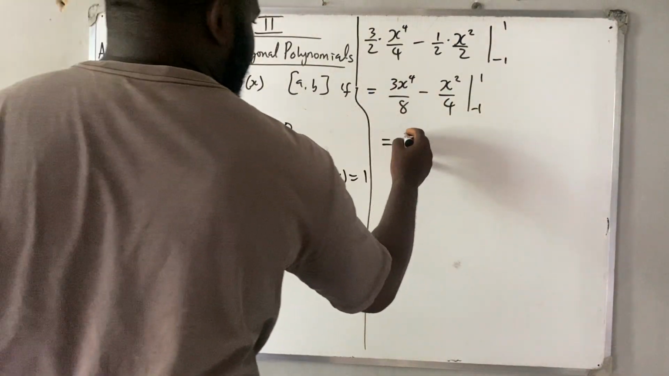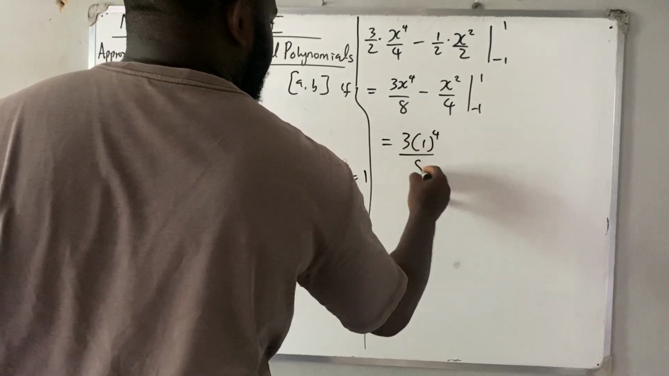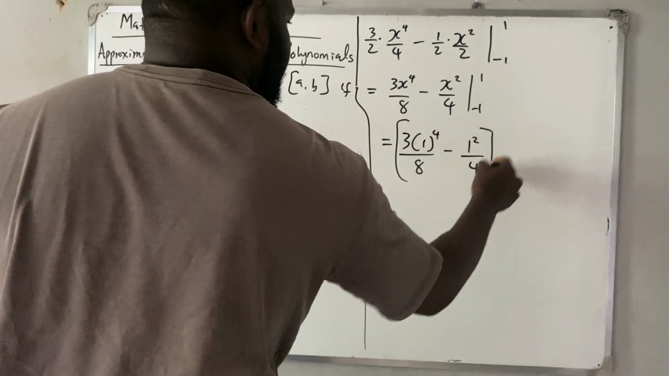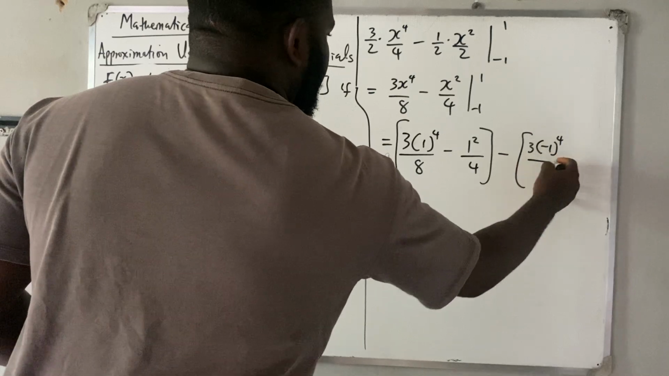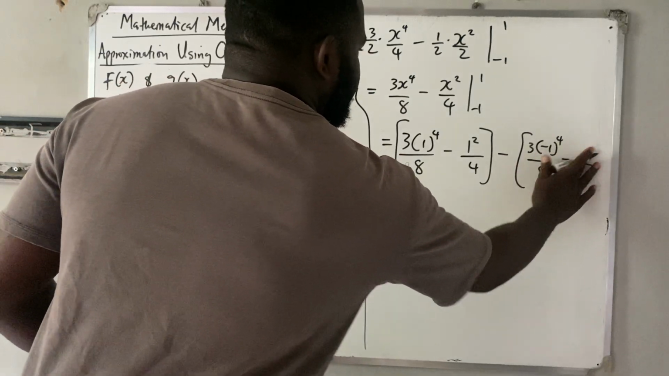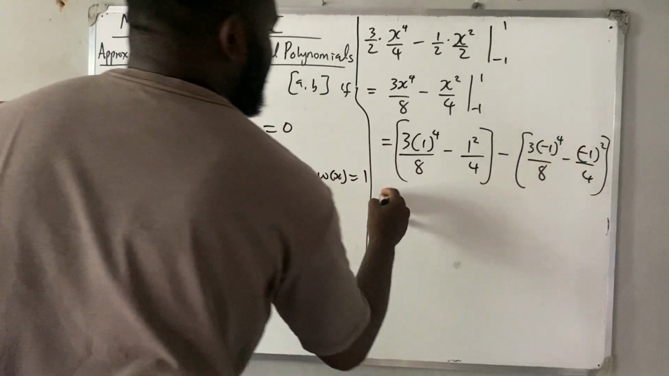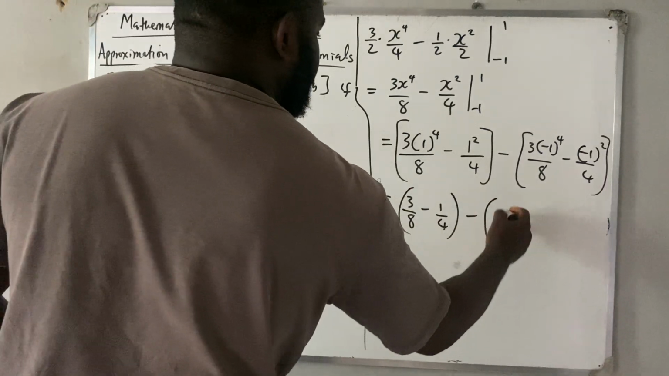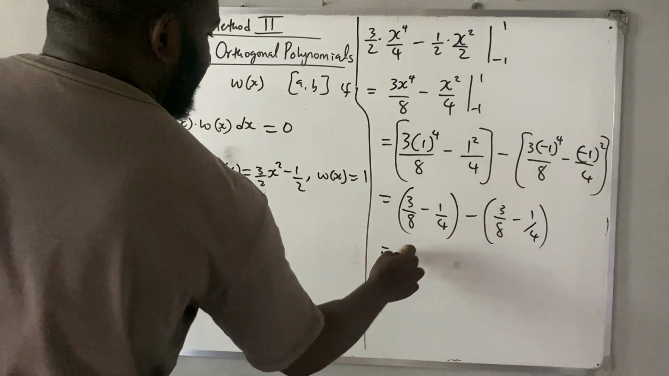So if you put the upper bound, I have 3 into 1 raised to the power 4 over 8 minus 1 squared over 4. Everything here minus the lower bound: 3 into minus 1 raised to the power 4 over 8 minus minus 1 raised to the power 2 over 4. Okay, you see that this will give you 3 over 8 minus 1 over 4 minus the same 3 over 8 minus 1 over 4. So when anything subtracts each other, I'm having 0.